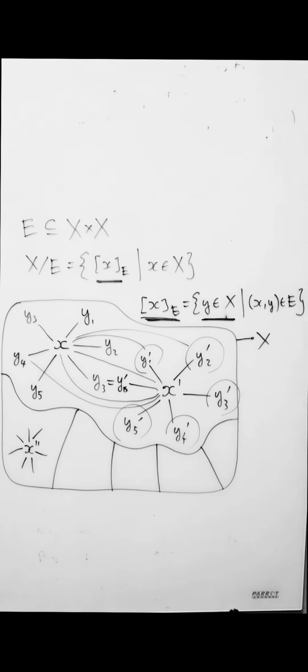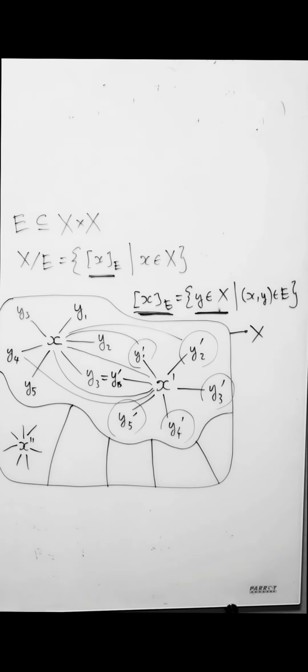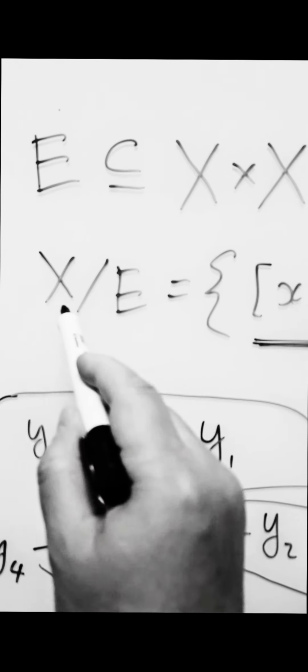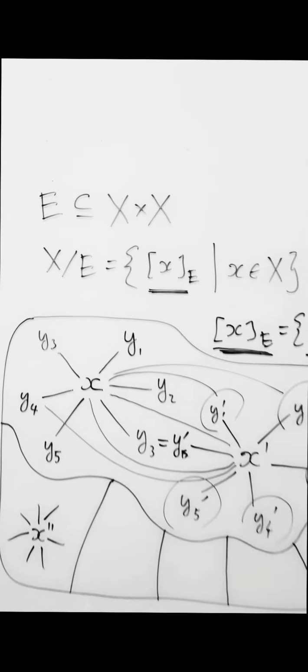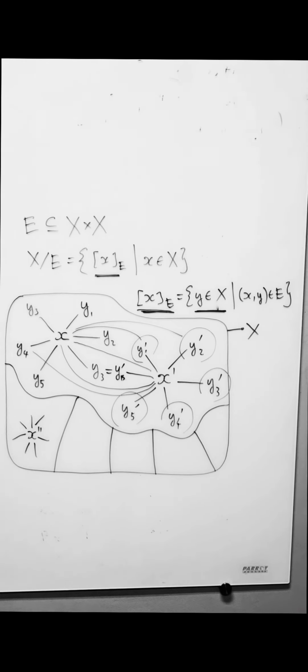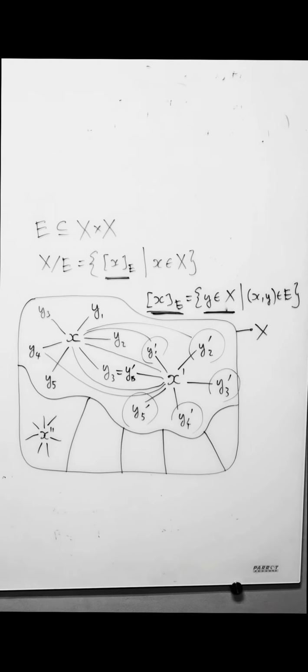This is how we can visualize the reason as to why the quotient set X over E is indeed a partition, as soon as E is an equivalence relation on X.